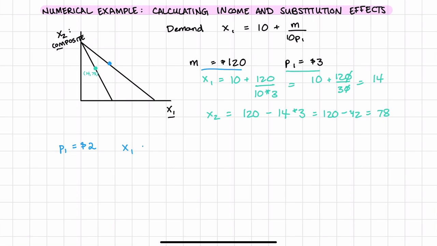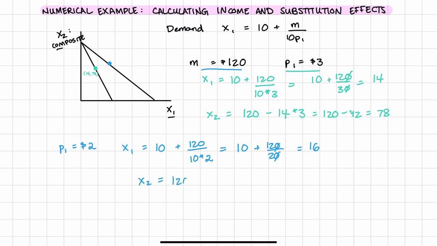We know that x1 is 10 plus m, which is still 120, divided by 10 times p1, which is 2 now. So we get a demand for good 1, which is 10 plus 120 over 20, or 10 plus 6, which is 16. We get 16 units of good 1. How much good 2 do we get?